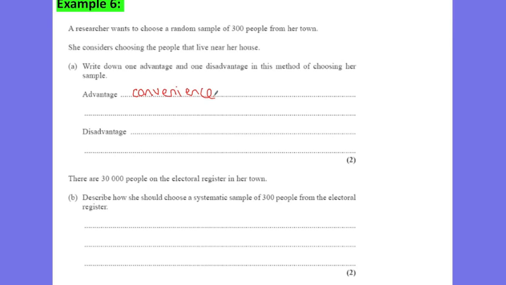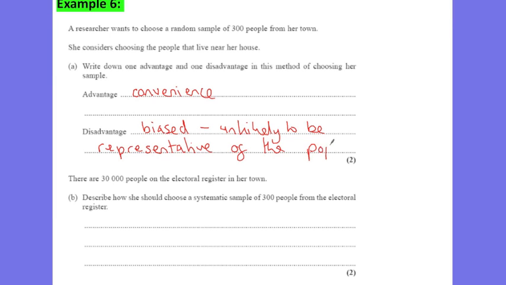Now, a disadvantage of that is it's unlikely to be representative. It may be biased because she might know the people, and as a result, unlikely to be representative of the population, of everyone in the town.